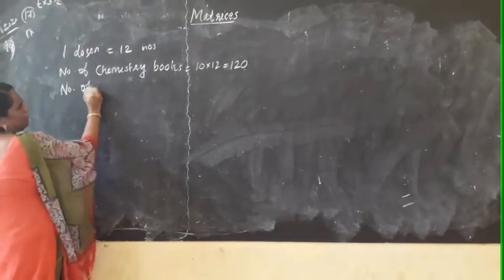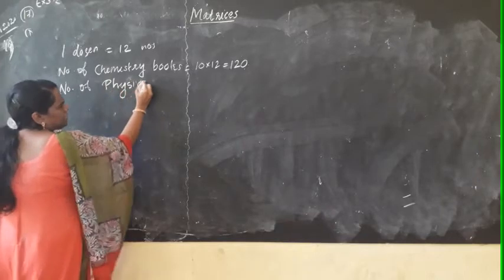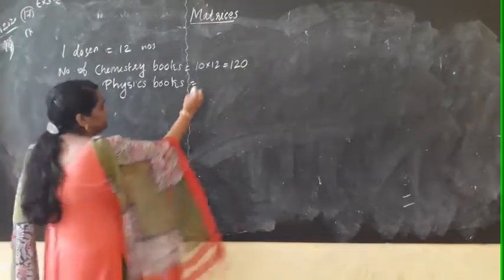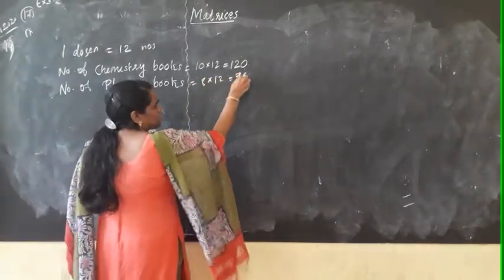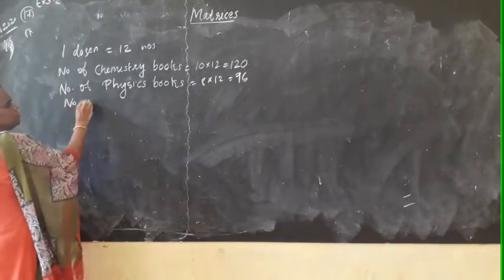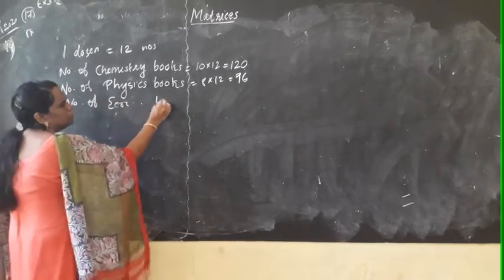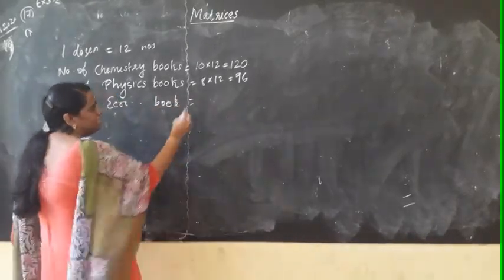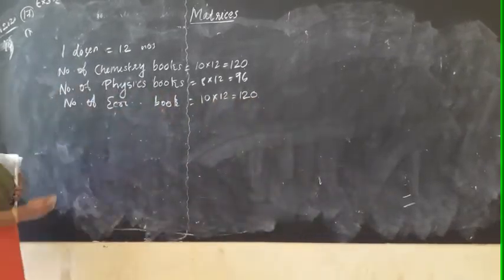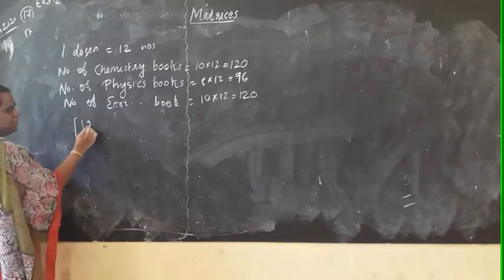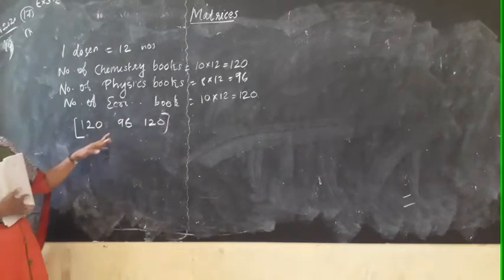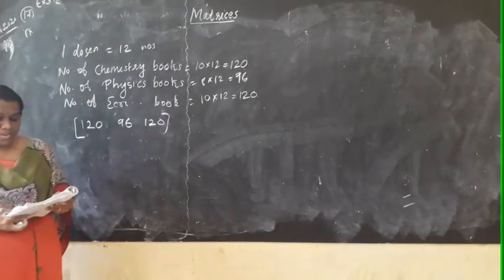Then number of physics books, how many? 8 dozen, 8 into 12, 96 physics books. And 10 dozen economics books. Number of economics books, 10 dozen again, 10 into 12, total number 120 books. So the number of books we can write as a row matrix: 120, 96, 120. Now 120 chemistry books, 96 physics books, 120 economics books.